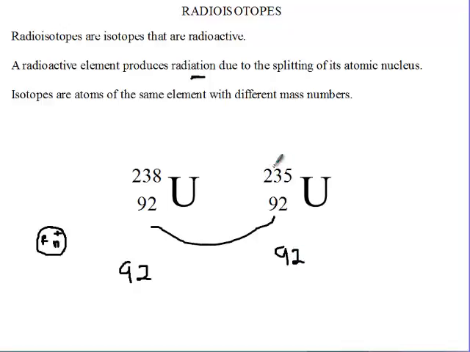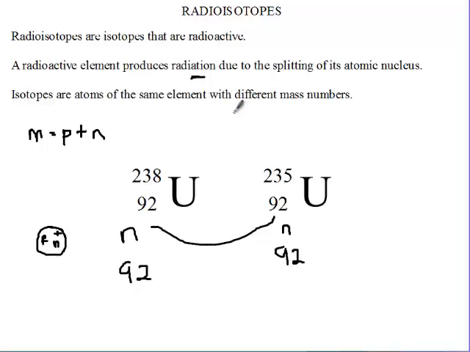So once the mass numbers are different, that means this nucleus has more neutrons. Okay, the nucleus in the uranium-238 has more neutrons than uranium-235, because mass number is equal to protons plus neutrons. So radioactive elements emit radiation after the splitting of the atomic nucleus. Isotopes are atoms of the same element with different mass numbers.